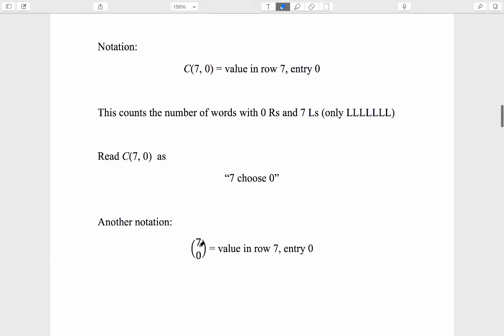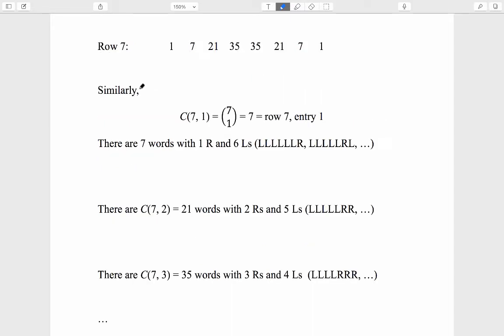There's another notation that's often used, where the 7 and the 0 are written vertically enclosed by large parentheses like this. This also means go to row 7, entry 0, and see what number is there. Similarly, 7 choose 1, whether it's written this way or in this vertical way, means go to row 7, look at entry 1. So this 7 right here equals 7 choose 1. That's just what we mean by the notation 7 choose 1. It's telling us to go look up a certain address within Pascal's triangle. Had it said 6 choose 1, it would have been telling us to look at row 6, entry 1.